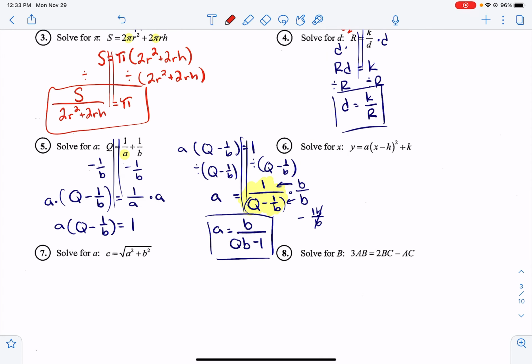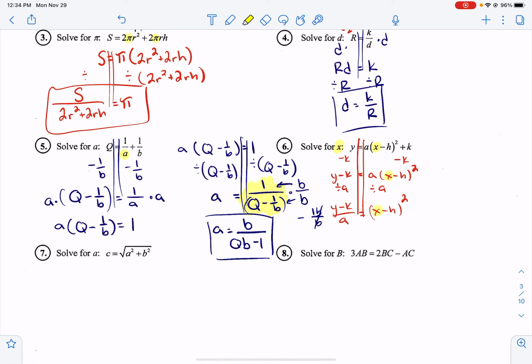So number 6, solve for x. I'm trying to get x by itself, and right now it's stuck inside a parenthesis. So we're going to use railroad tracks and start moving everything away. The first thing I have to do is minus k. So y minus k equals a times x minus h squared. Well, x is still stuck on the inside, so let's divide by a. Divide by a, divide by a. So I get y minus k all divided by a equals x minus h squared.